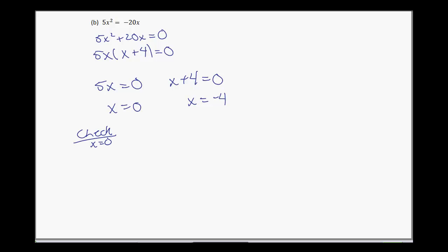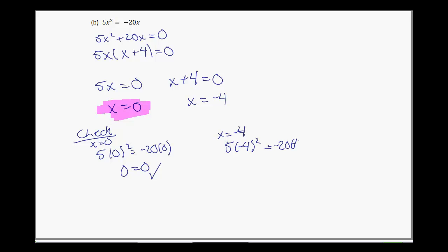We'll use x equals 0. Plugging in, we get 5 times 0 squared equals negative 20 times 0, and 0 does equal 0. So that is a verified solution of x equaling 0. Now x equals negative 4. We get 5 times negative 4 squared equals negative 20 times negative 4. 5 times 16 equals 80, and 80 does equal 80. Hence, x equals negative 4 is also a solution to this equation.